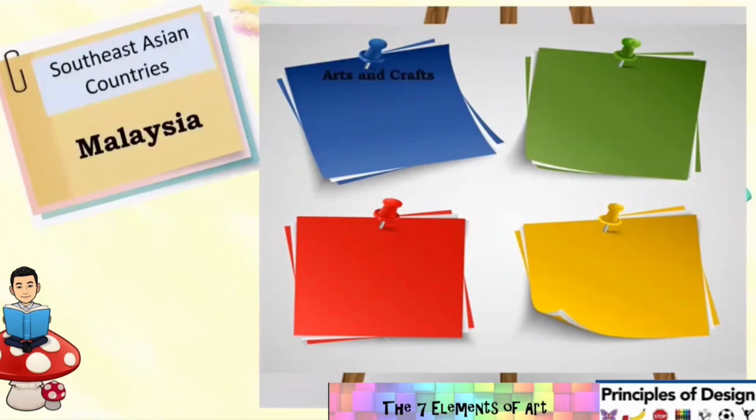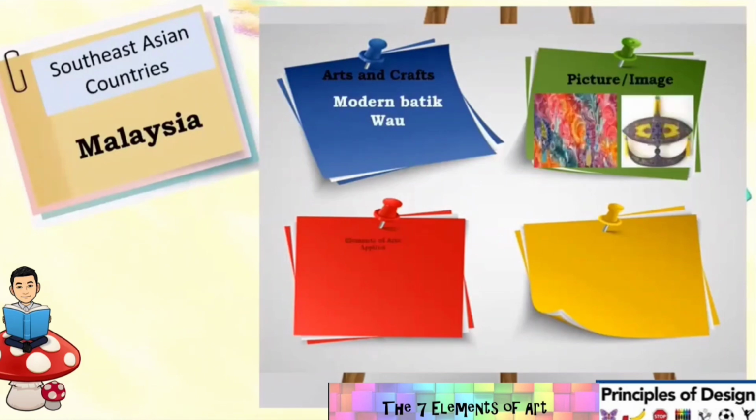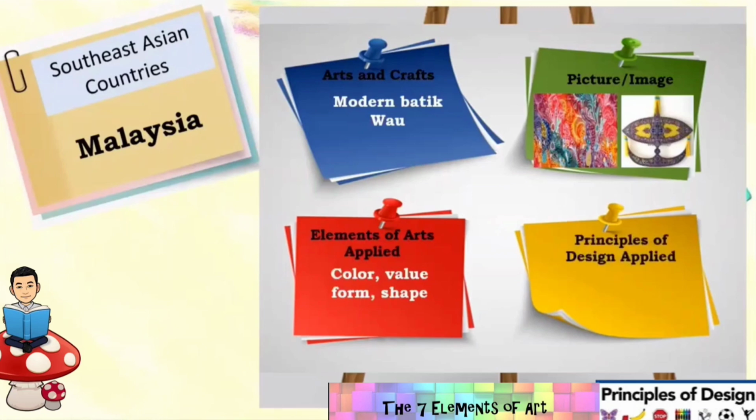Southeast Asian countries, Malaysia. Arts and crafts: modern batik and wau kite. Elements of arts applied: color, value, form, shape. Principles of design: pattern, emphasis, balance, and movement.